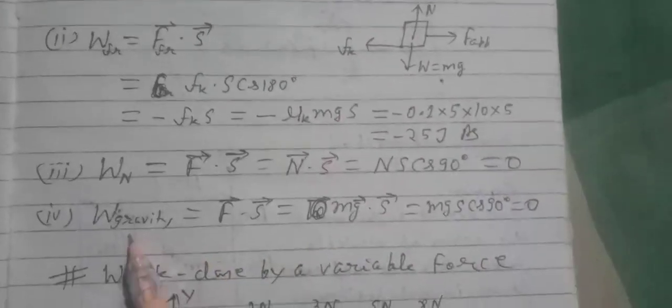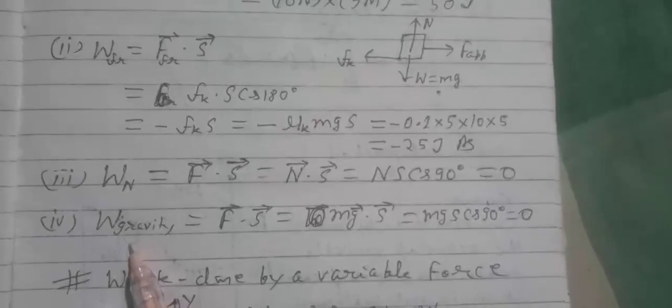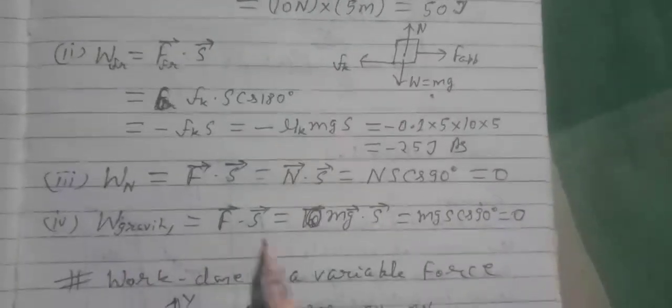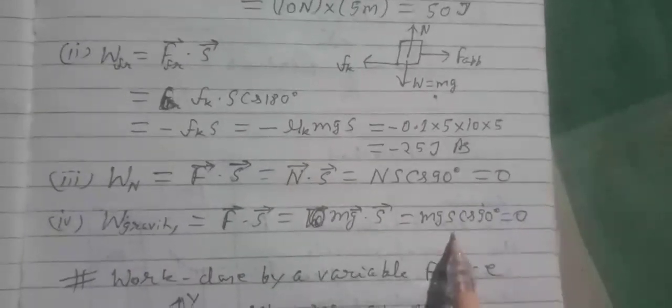Similarly, we can calculate work done by gravity. This gravitational force, that is weight, also acts perpendicular to the displacement. So we can write F dot S equals mg dot S equals mg S cos 90 equals 0.